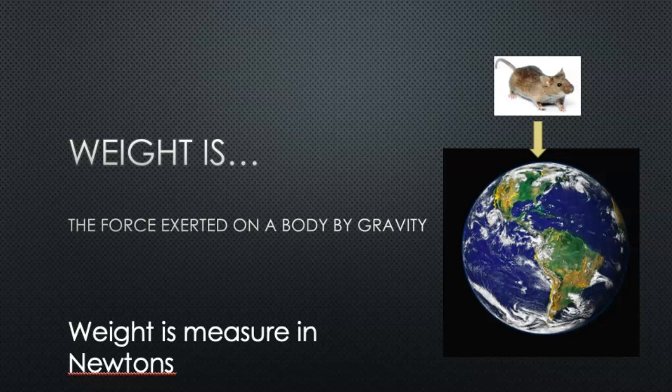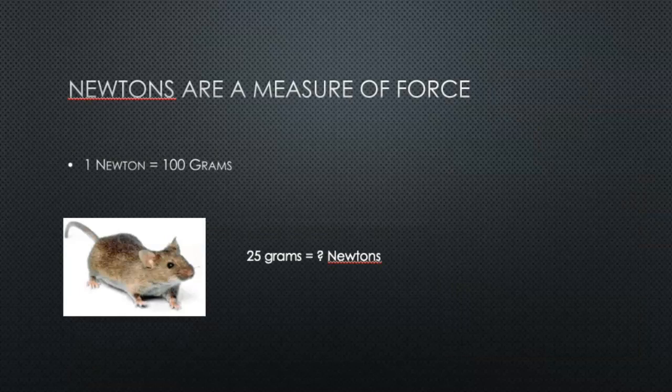So weight is the amount of force, if you look at this little mouse, that is exerted on this mouse by the earth. Newtons are the measure of force. 1 Newton is 100 grams. So I'll give you guys a second to figure out what 25 grams is, how many newtons that would be. And hopefully you said it was 0.25 newtons because that is the correct amount. There you go.